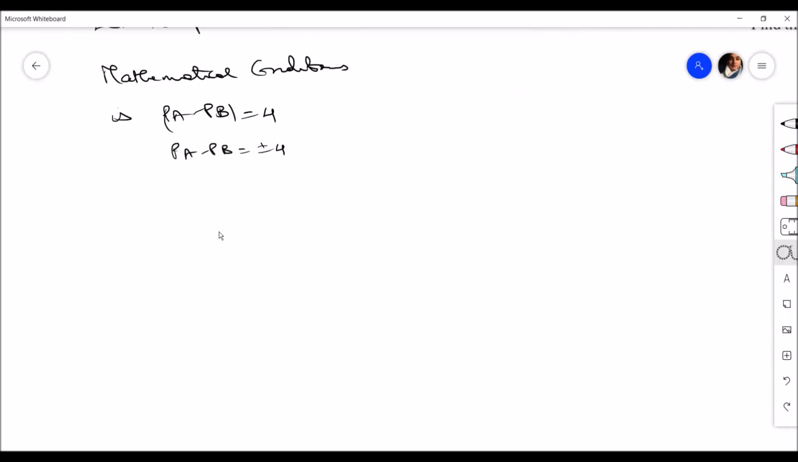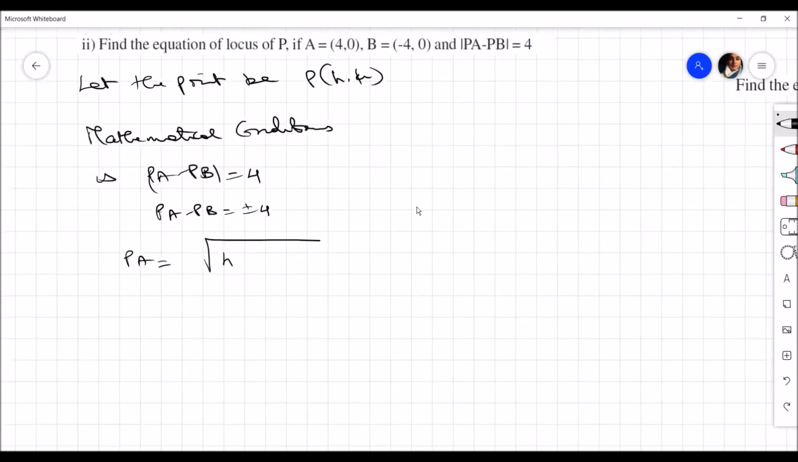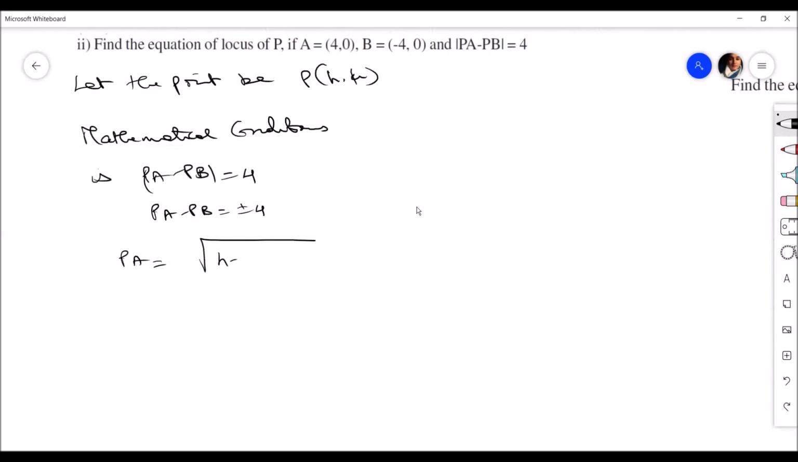So same steps. PA is basically equal to the distance between P, which is (h, k), and (4, 0). A is (4, 0), so that's the root over (h minus 4) whole square plus k square. PB will be equal to root over (h plus 4) whole square plus k square. And then I have PA minus PB is equal to plus or minus 4.